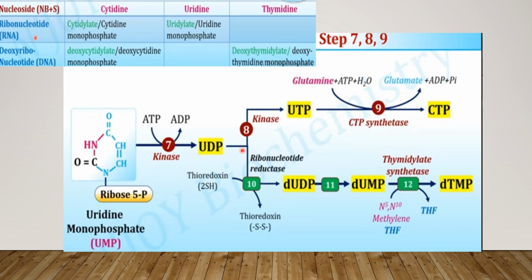Similarly, this UDP is converted to deoxy UDP. This reaction requires thioredoxin, and this deoxy UDP is further converted to deoxy UMP, and then it is converted to deoxy TMP by the help of the enzyme thymidylate synthetase. In this reaction, N5,N10-methylene tetrahydrofolate is used.